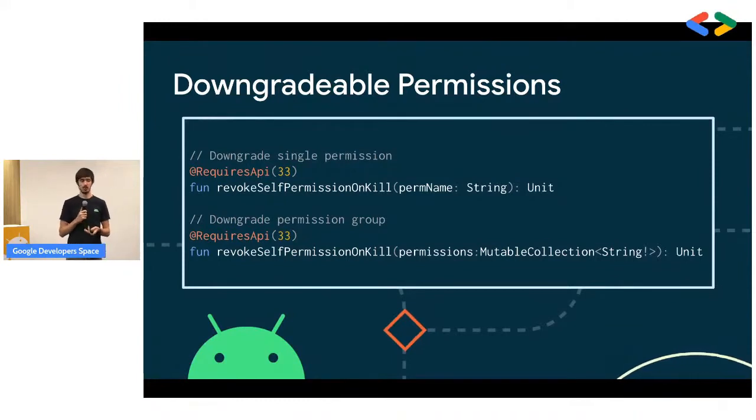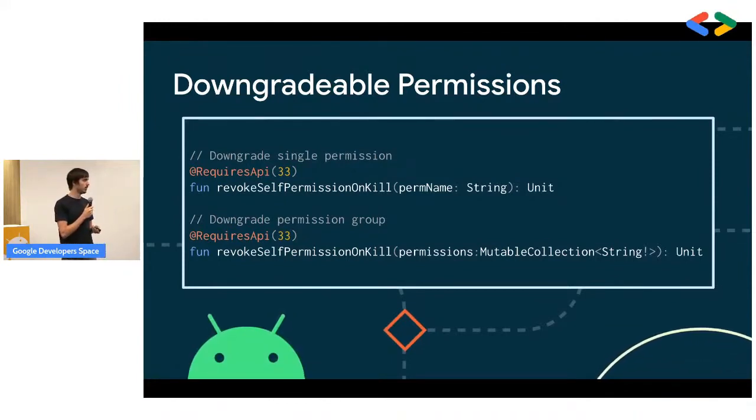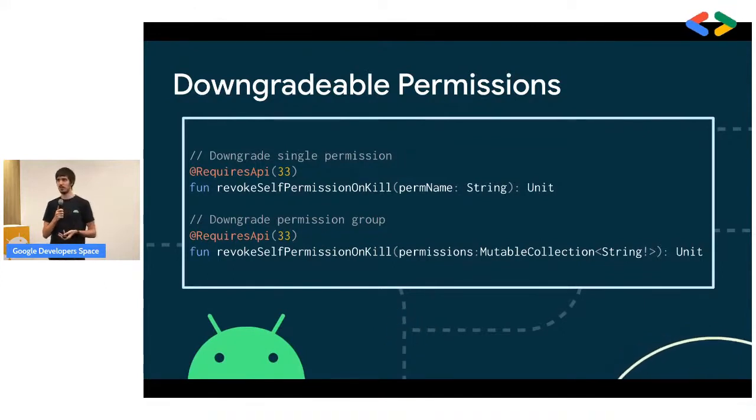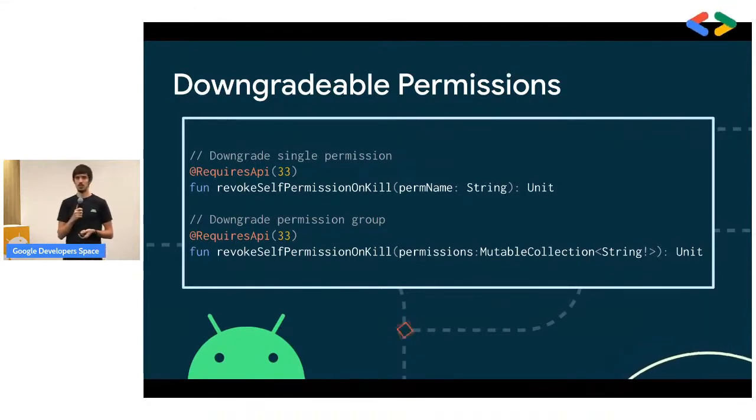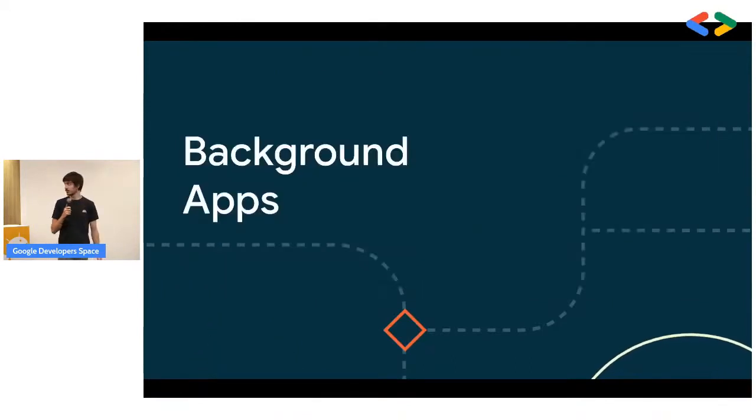So with this API, you can revoke the permission whenever you remove a feature or whenever you don't need that permission anymore, and be a good citizen and make sure that you are not having more information than you need on your app.